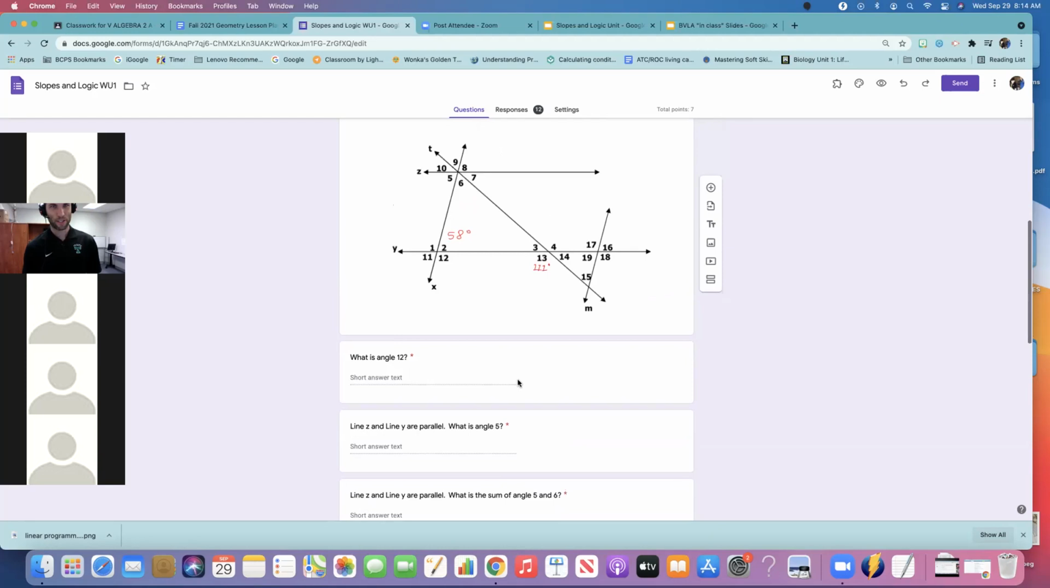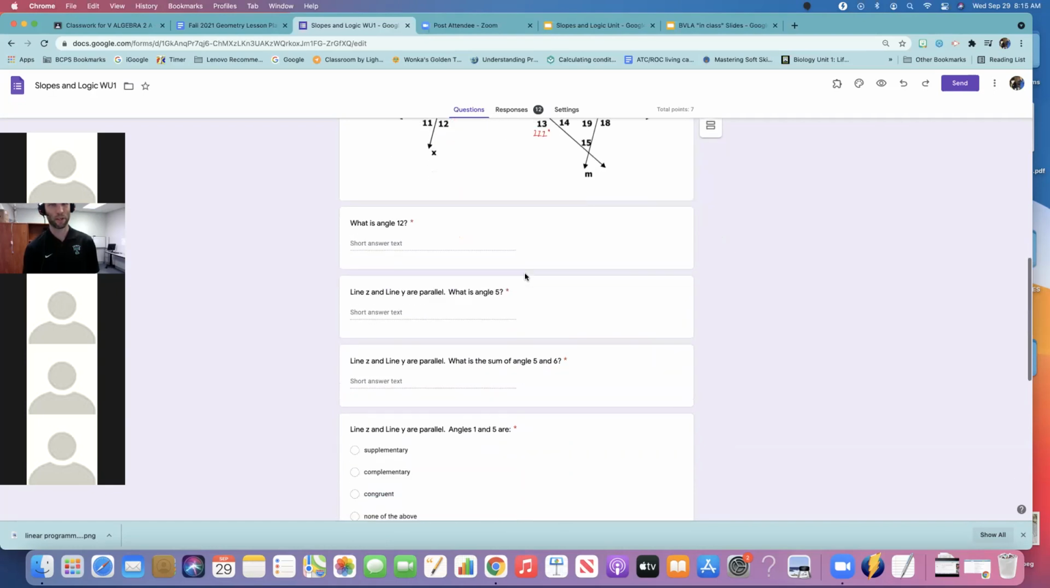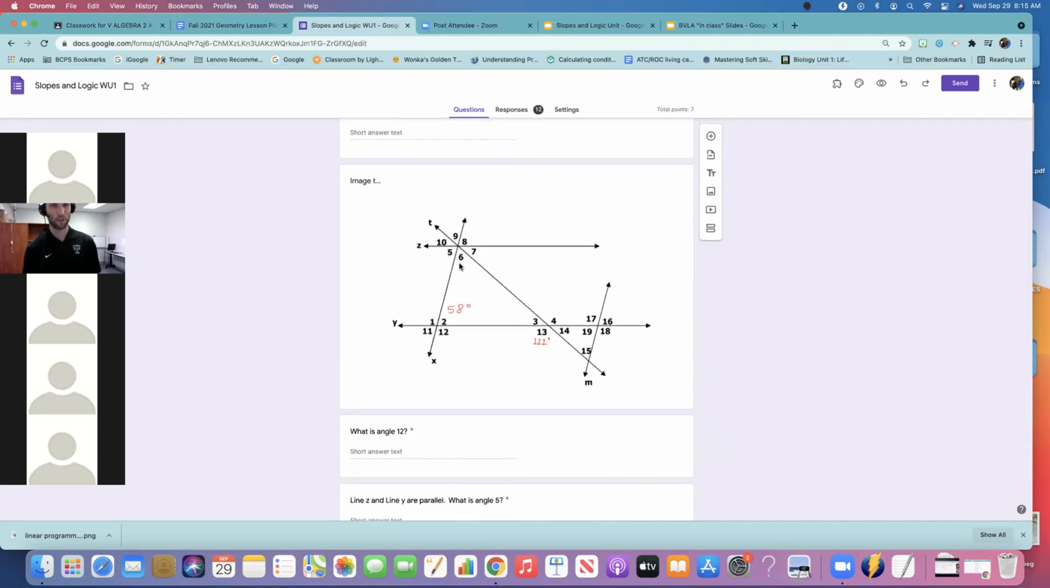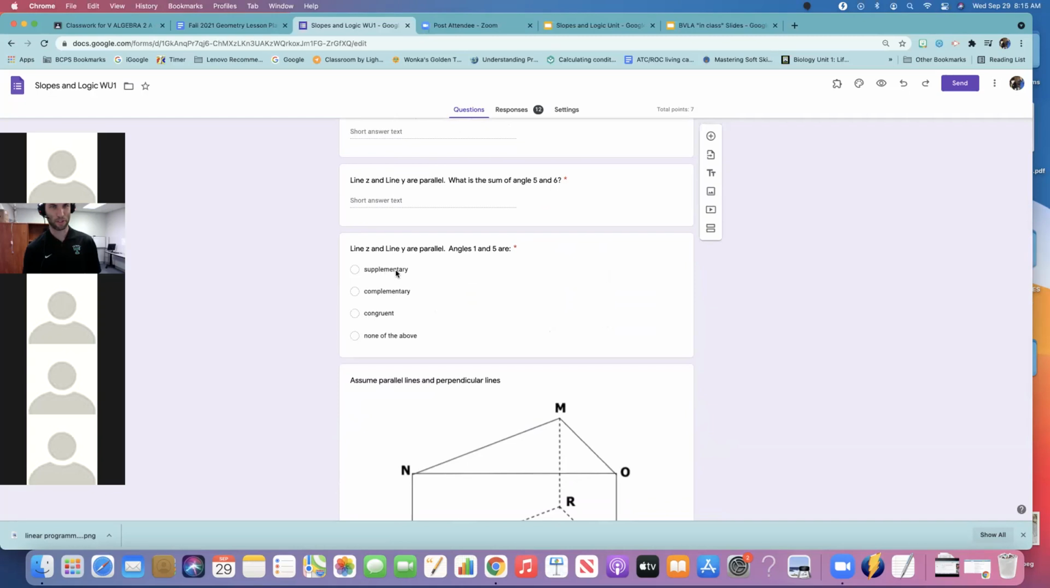What is the sum of 5 and 6? So 5 and 6 is a corresponding angle to angle 13. So angle 13 is this right here, and 5 and 6 is the same thing. And so 5 and 6 have to add to 111. Okay. And line Z and line Y are parallel, angles 1 and 5. What are 1 and 5? 1 and 5 are consecutive or same side interior angles. So these have to be supplementary.